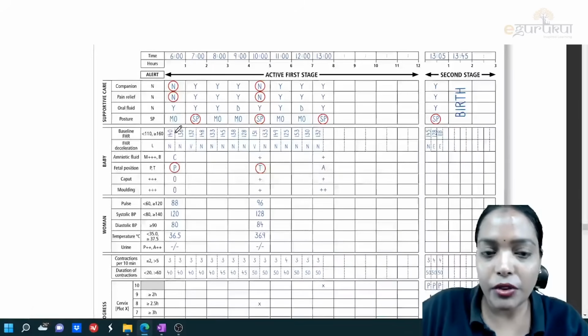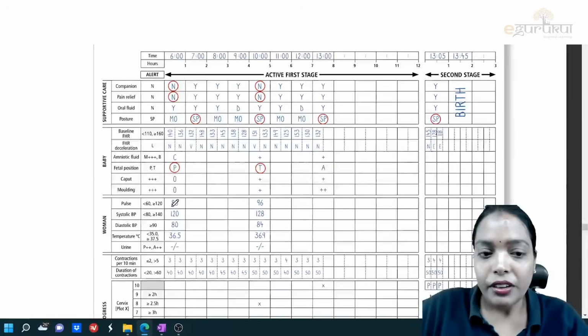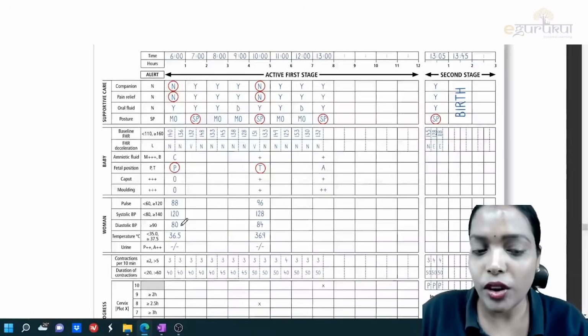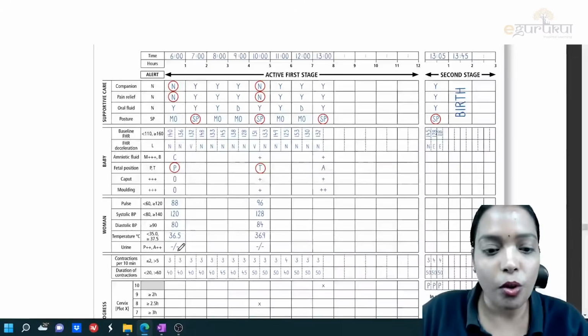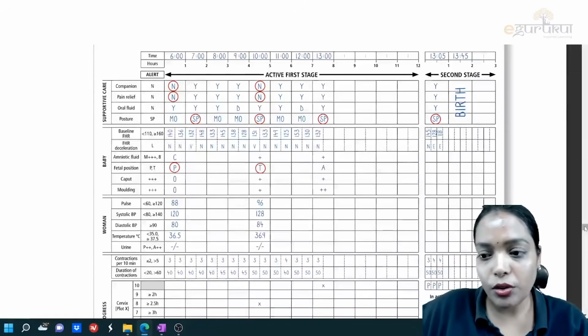Fetal heart rate was 140 followed by 136. There were no decelerations, so N and N. Amniotic fluid was clear, but fetal position was occiput posterior. Caput was not there, moulding was not there. Pulse was 88, systolic blood pressure 120, diastolic 80. So all these are in the normal range. Temperature 36.5, no protein, no acetone. So that's also no alert, right?